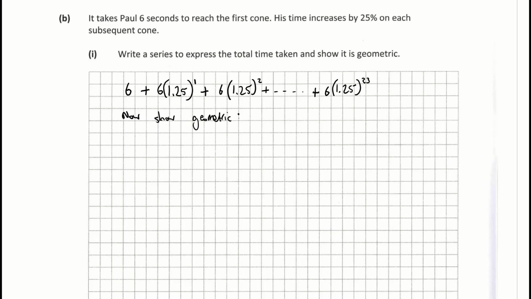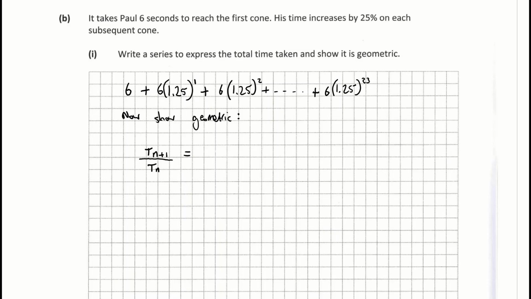And to show that it's geometric, I'm going to use our little rule that when I divide a term by the previous term, I should get a constant. So if I divide term 2 by term 1, I should get a constant. If I divide term 22 by 21, I should get a constant. So in other words, I'm picking any term, so I'm going to call it tn plus 1. And if I divide it by the term in front of it, so tn, I should get a constant.